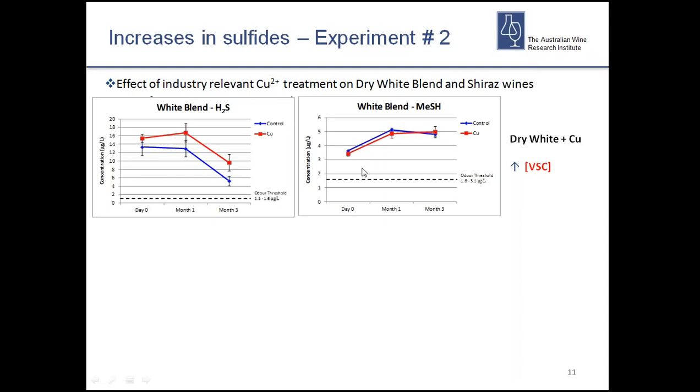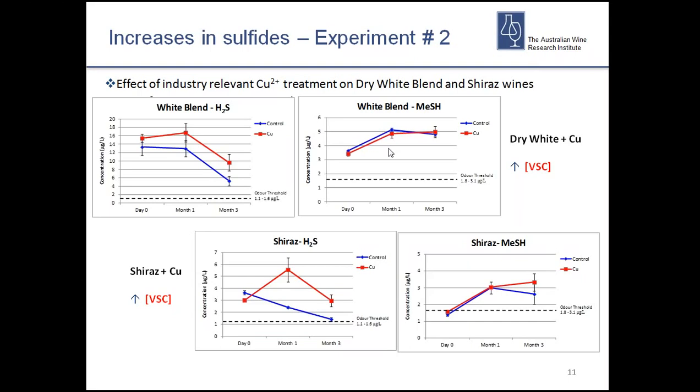For the methanethiol, for the first month of our storage, we didn't see any significant differences between the copper-treated samples and the control samples. But here, after 3 months, things are starting to look a little bit different. It seems that this trajectory for the evolution of methanethiol is changing a little bit. So it'll be interesting to see at our next time point in a few months where this methanethiol is going.